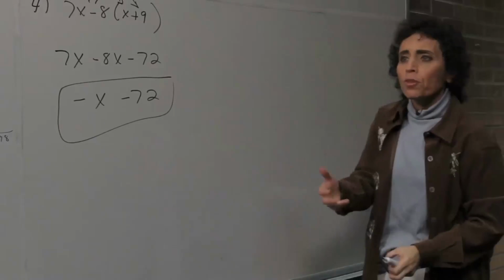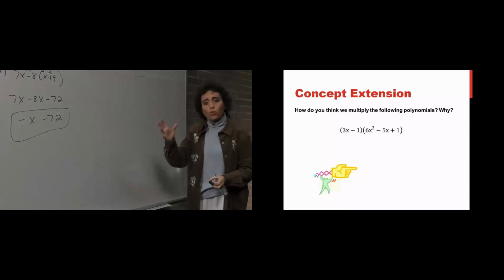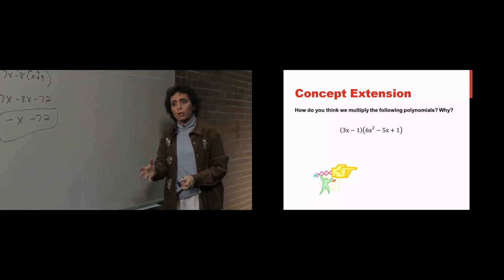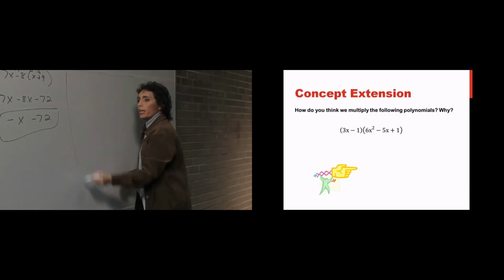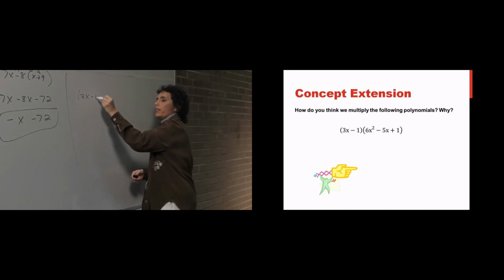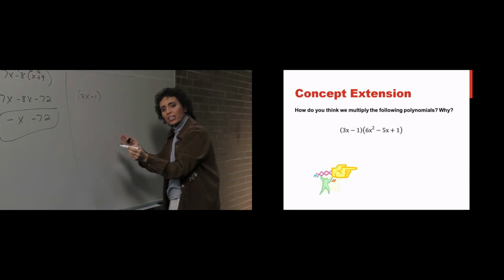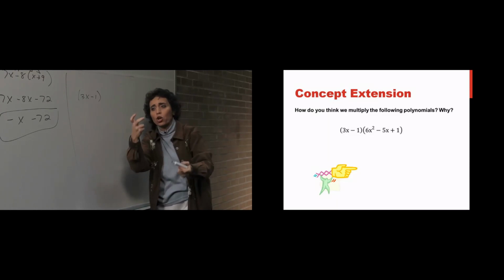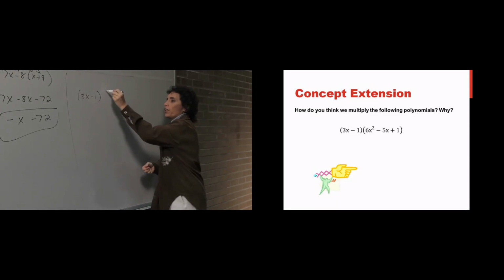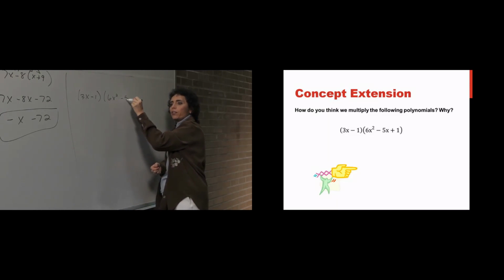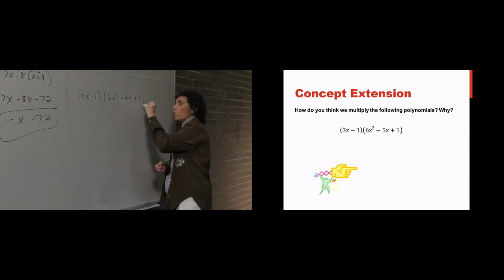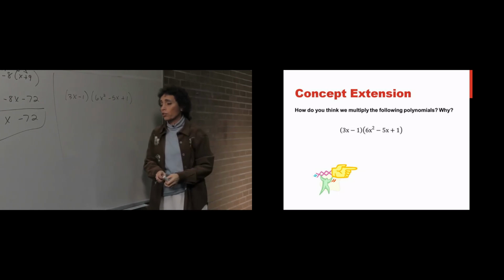Okay, so let's see if we can extend what we've learned to this next problem. This next problem says the quantity of 3x minus 1. Remember, the quantity of means the whole thing. The quantity of 3x minus 1 times the quantity of 6x squared minus 5x plus 1. Okay? This is the problem we're going to try to do.